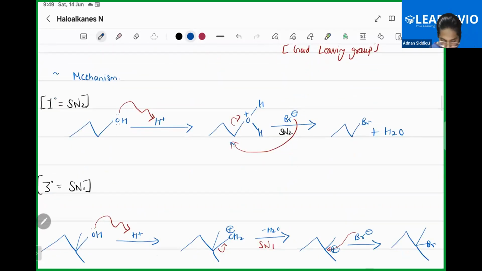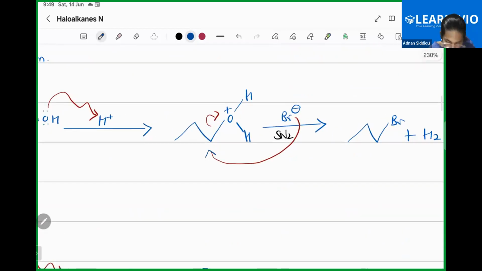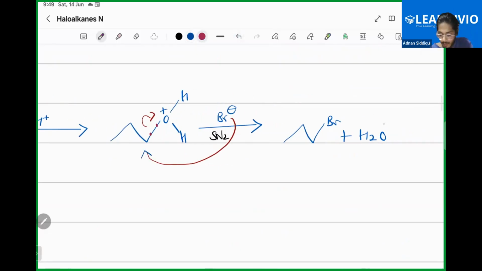Br negative will attack from the back side, and this oxygen will take these two electrons of a single bond and leave as H2O. This reaction is feasible because the leaving group is a stable thing. It won't attack back, so we can obtain our haloalkane.